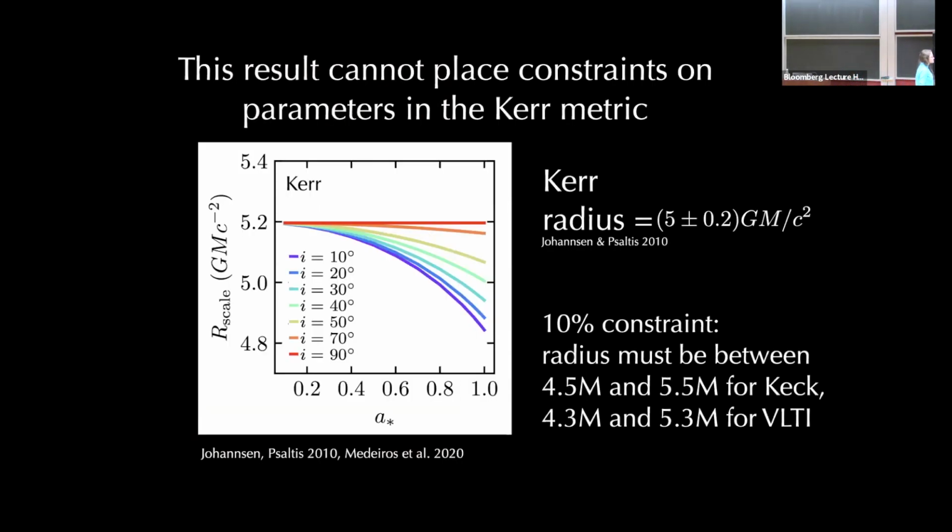And so obviously 10% is not going to do anything for Kerr. This is showing you the full range of radii for all Kerr as a function of spin and as a function of inclination in the different angles.